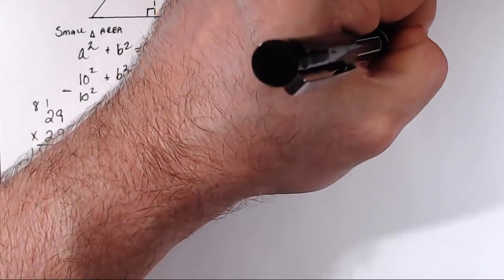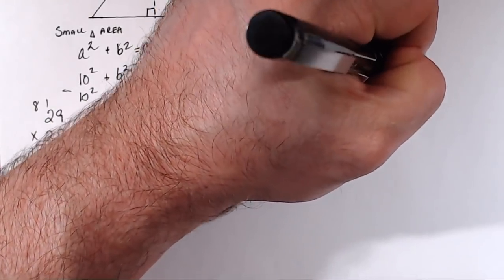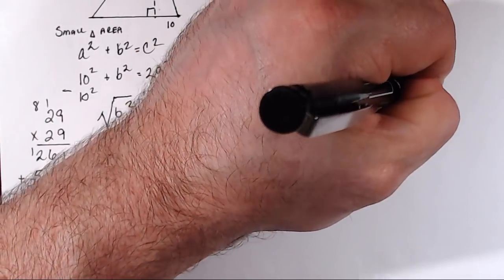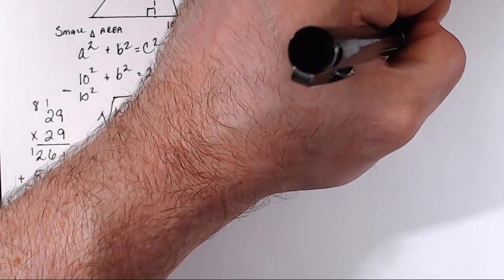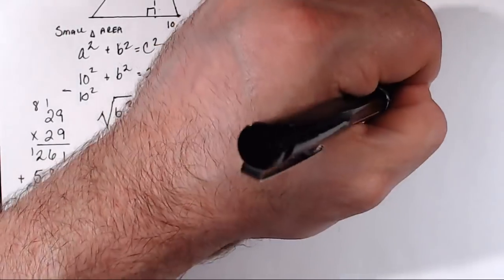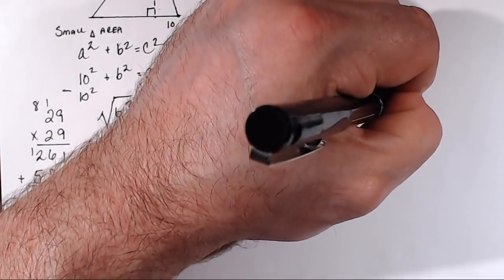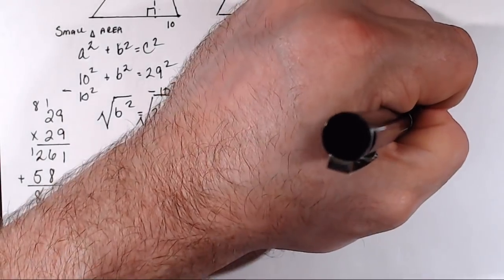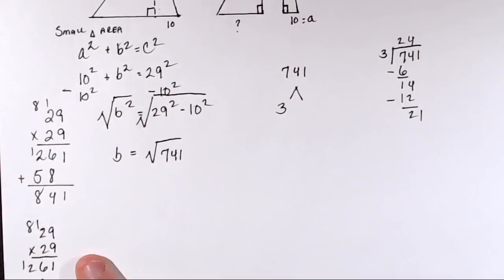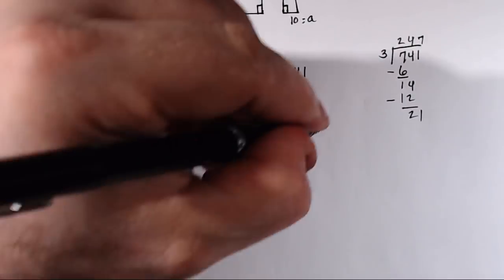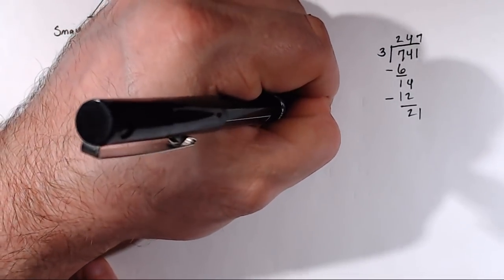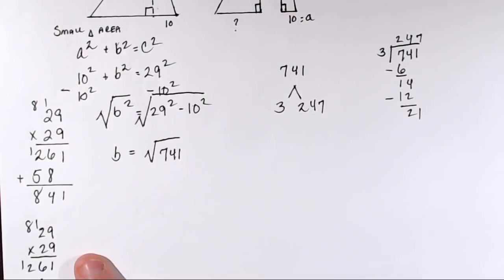3 goes into 7 2 times. 2 times 3 is 6. 7 minus 6 is 1. Bring down the 4. 3 goes into 14 4 times. 4 times 3 is 12. 14 minus 12 is 2. Bring down the 1. Bingo. 3 goes into 21 7 times. So 247. So 3 times 247 equals 741.